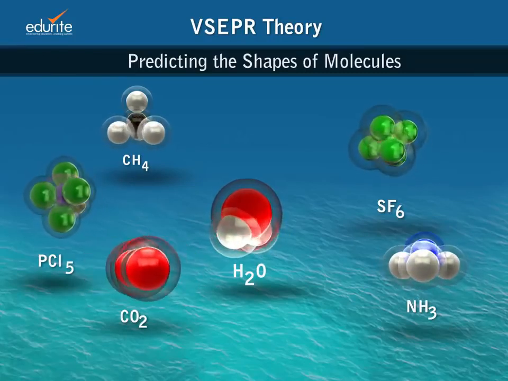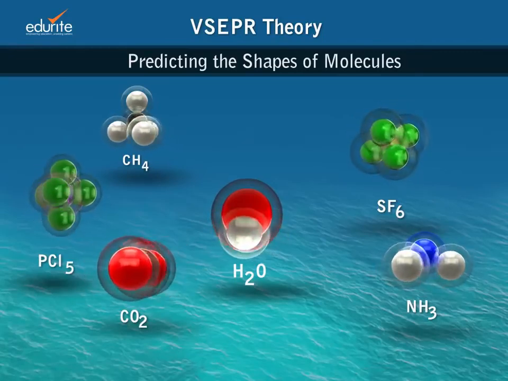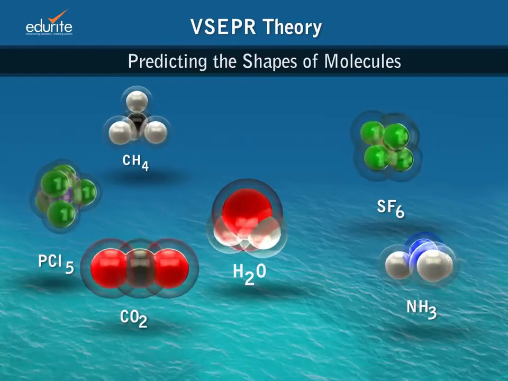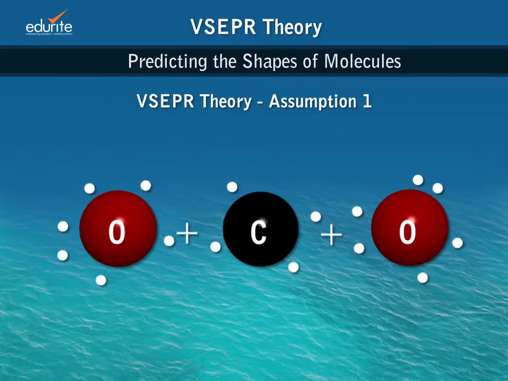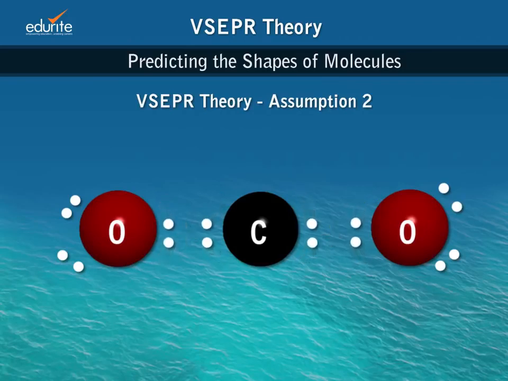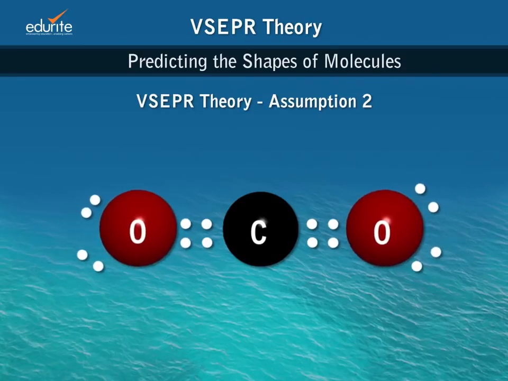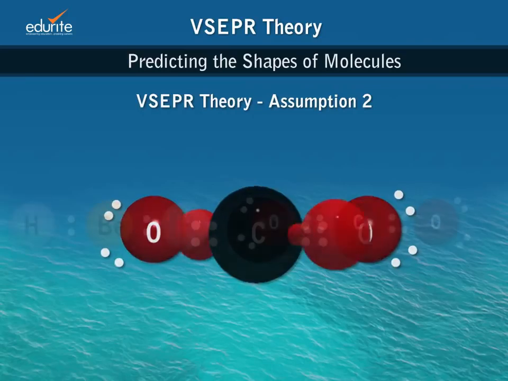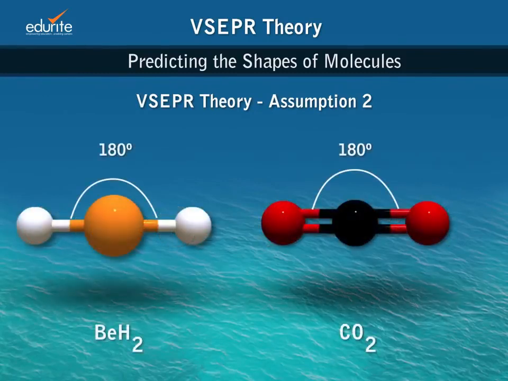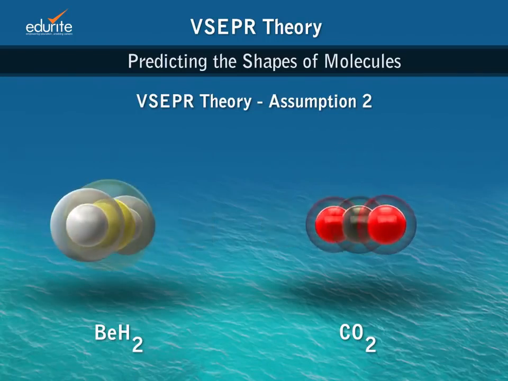How do we use the valence shell electron pair repulsion theory to predict the shapes of molecules? To understand this, let us first consider the assumptions made by the VSEPR theory. 1. Valence electron pairs in an atom repel each other. 2. Valence shell electron pairs, therefore, arrange themselves around the central atom in such a way that there is minimum repulsion between them. This happens when they are as far apart as possible. For example, if there are two electron pairs or electron groups, then these adopt a configuration where the electron pairs are at an angle of 180 degrees, as in beryllium hydride and carbon dioxide.